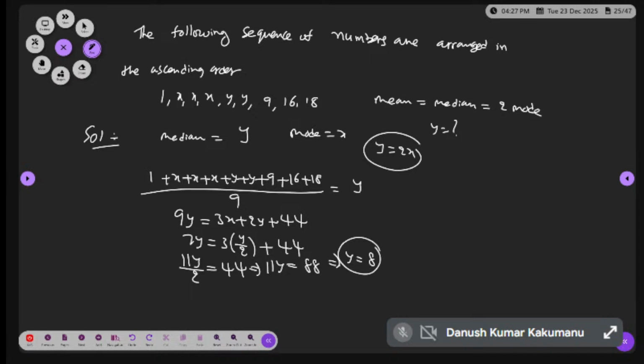Y is 8, x is 4, no doubt. That type of question, we have to understand what data is given. They are all arranged in ascending order. Mean equal to median is equal to 2 times the mode. What is the y value?